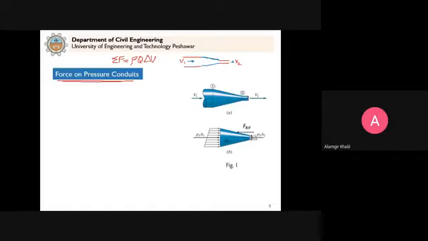Now because the velocity changes from low velocity to higher velocity, it means that there will be force acting by the fluid on this reducer. So this is known as a reducer. This is what you can see here. We connect this. This is just an example to understand force on pressure conduits. So we consider this reducer, connecting the larger pipe diameter with a smaller pipe diameter with the help of this reducer.